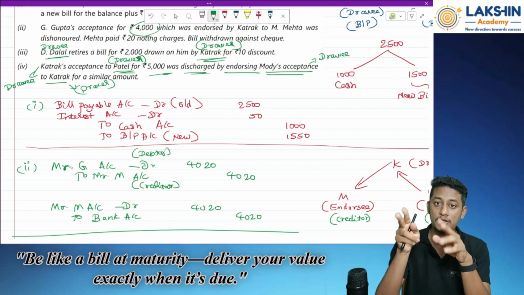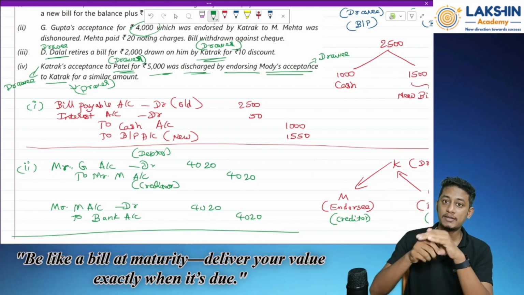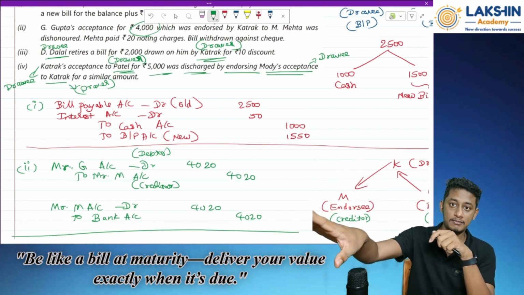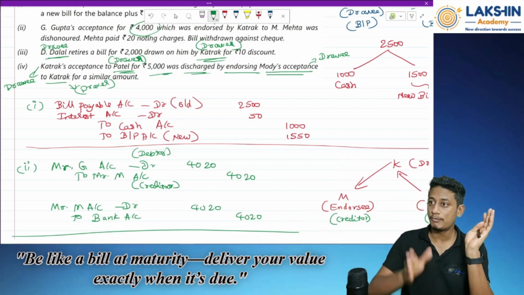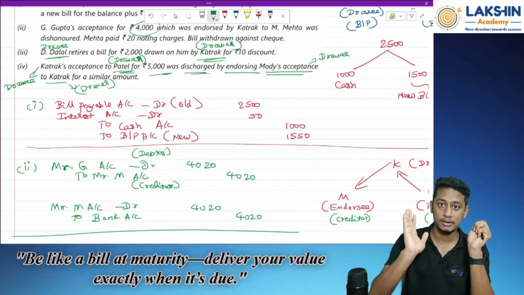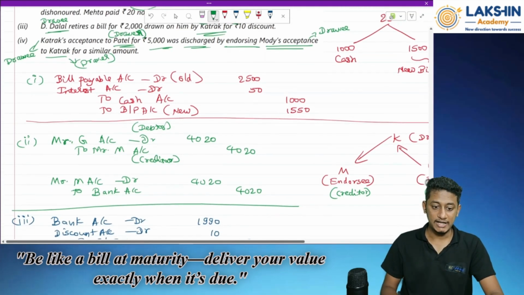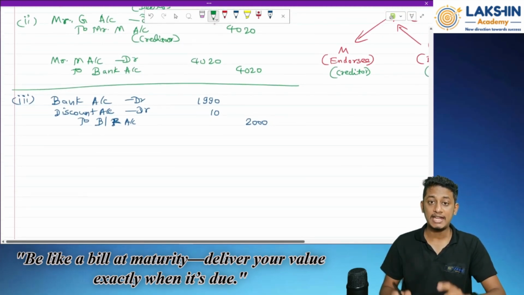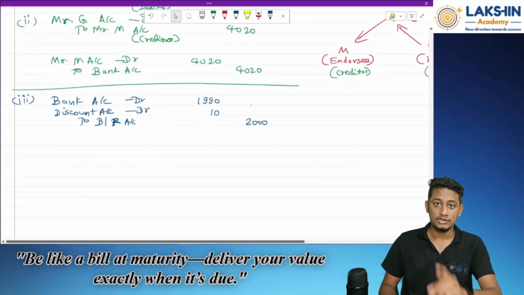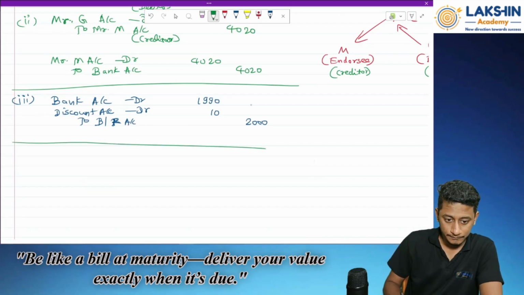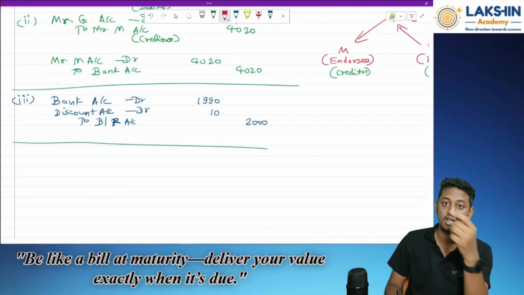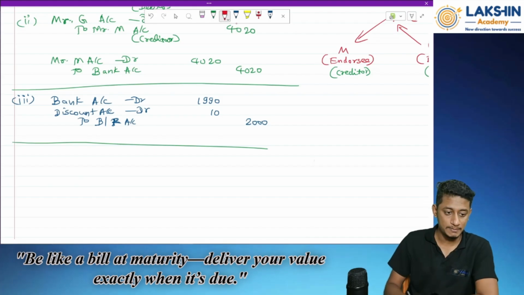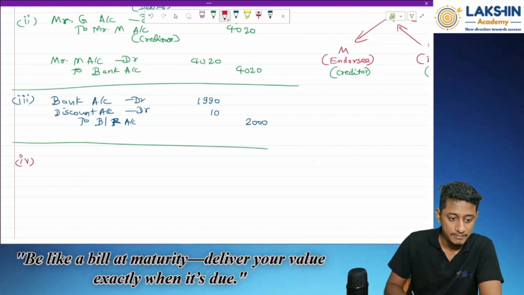Clear? So what has Mr. K done? He has given the bill accepted by Mr. Modi to Mr. Patel. So Mr. Modi will pay Mr. Patel now. Now the entry will be what? I am cancelling off two transactions, right? So the entry will be: my bills payable will be cancelled off against my bills receivable.